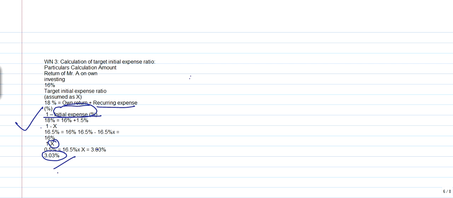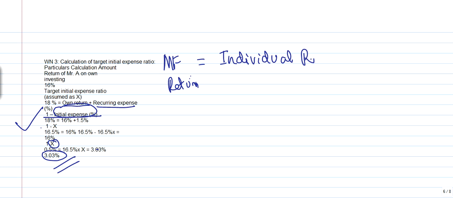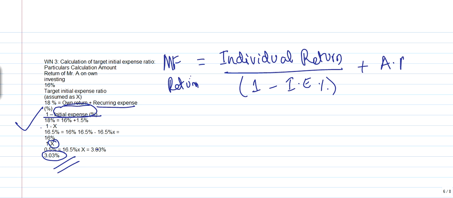Calculate and you will get 3.03. So the formula is: MF return is individual return divided by 1 minus initial expense plus annual recurring expense.